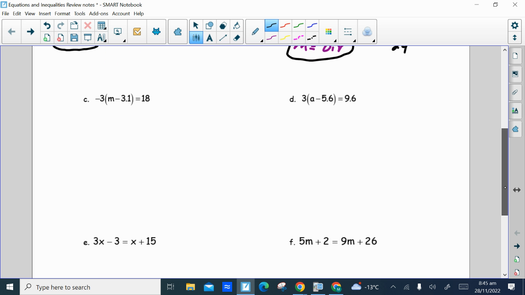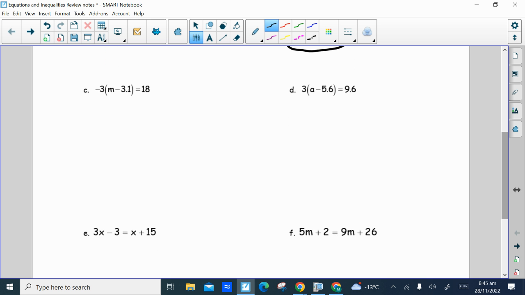Question C can be done the same way. Both sides are divisible by 3, but because it's a negative 3 in front, that's what we're going to divide by. And this is an equation. Remember, when we solved inequalities, if we multiplied or divided by a negative value, the inequality reversed. That's not what's happening here. It's not an inequality, so we don't have to worry about switching it around.